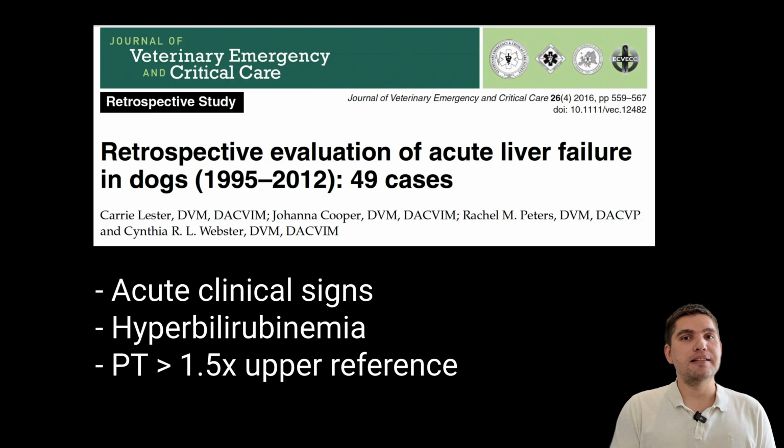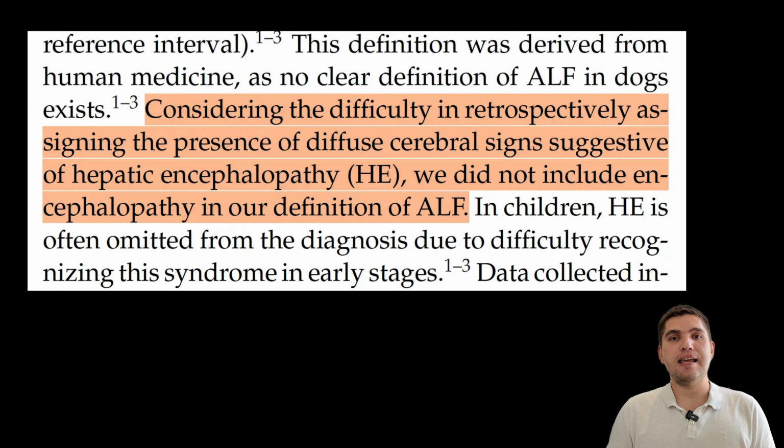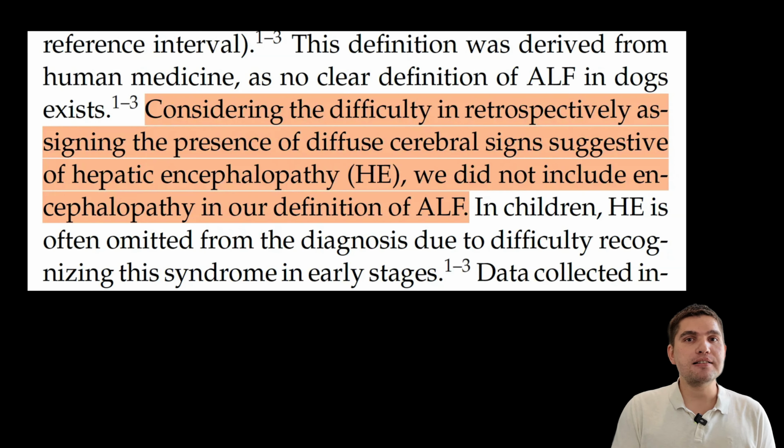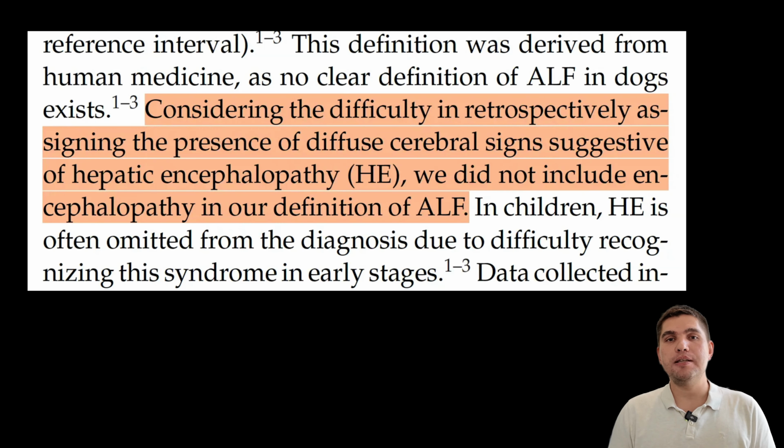But here's what's missing in this definition: encephalopathy. The authors explicitly state, "considering the difficulty in retrospectively assigning the presence of diffuse cerebral signs suggestive of hepatic encephalopathy, we did not include encephalopathy in our definition." That makes sense. Early stage hepatic encephalopathy is a neuropsychiatric syndrome, and it can be very hard to recognize in animals or in very young children who can't describe symptoms.